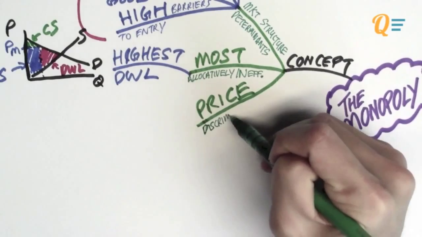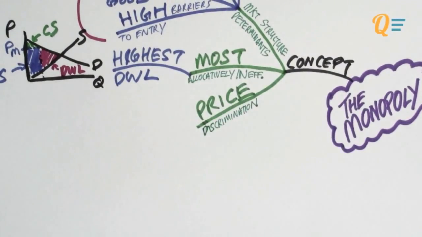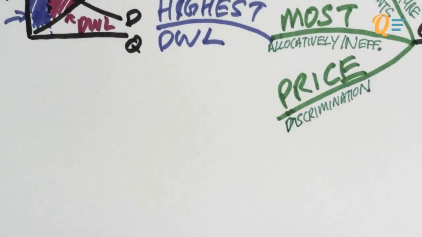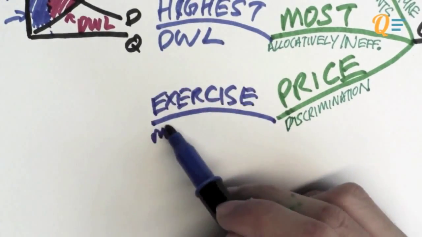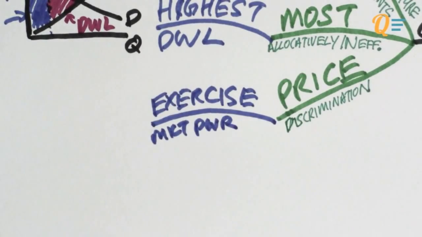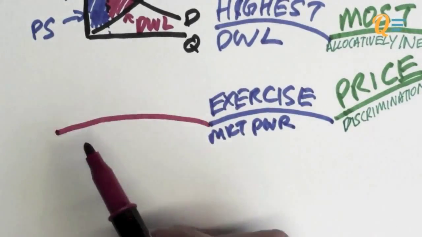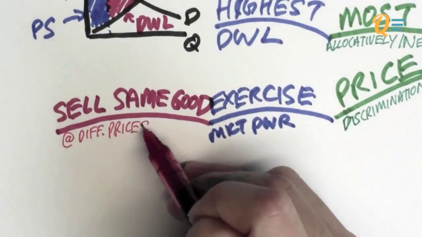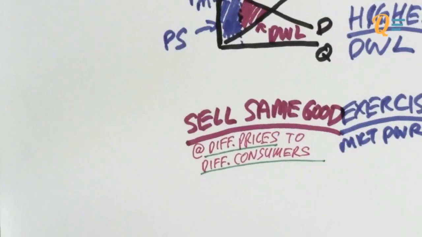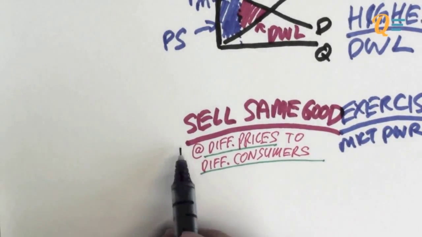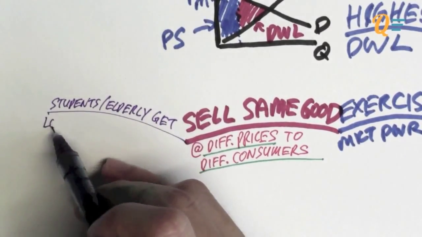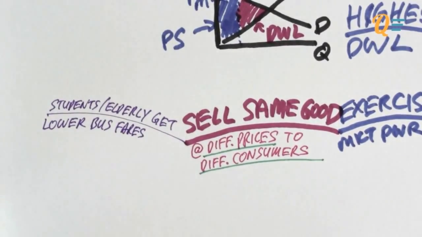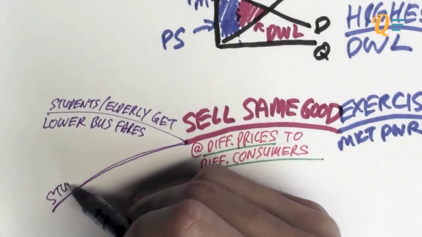So, another thing that the monopoly is able to do because of its market power is, of course, to practice price discrimination. So the definition of price discrimination is as follows. A monopoly is exercising its market power so that it can sell the same good at different prices to different consumers. I'm going to use three examples to illustrate this. The first example could be students or elderly people getting lower bus fares when they take public transport. So the rest of the people are going to be paying higher fares. So that is an example of price discrimination.